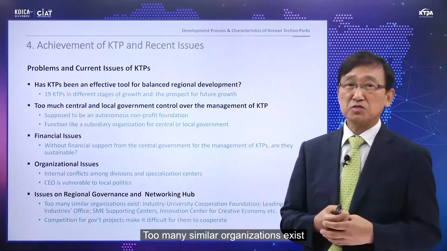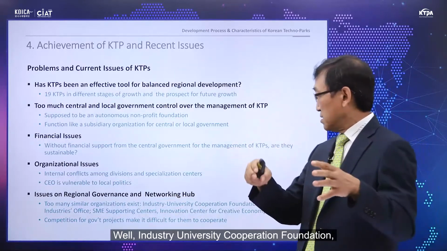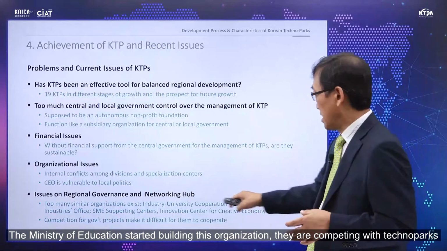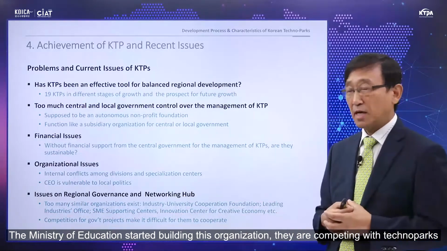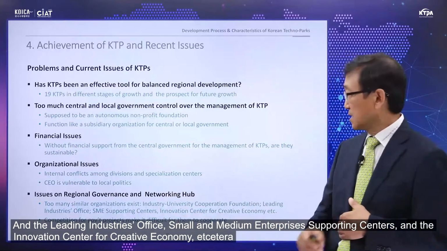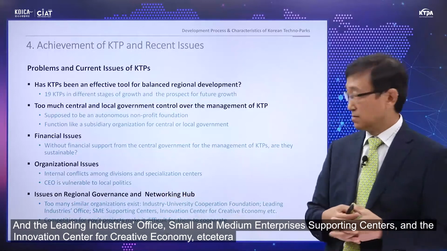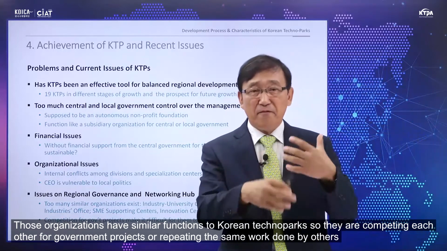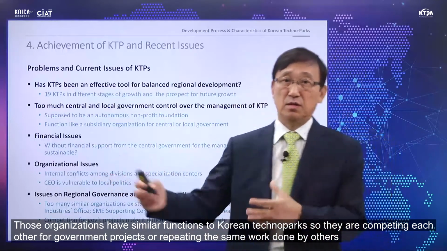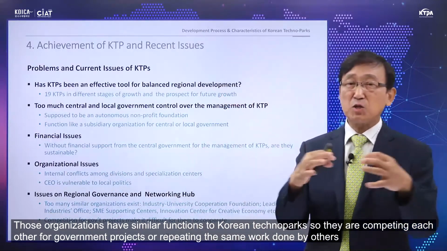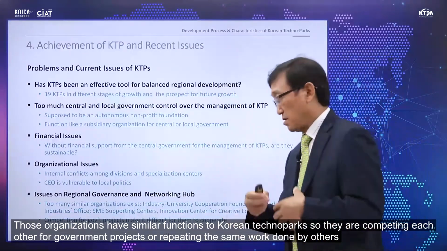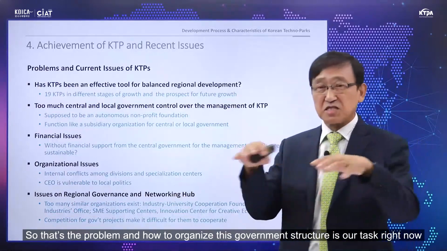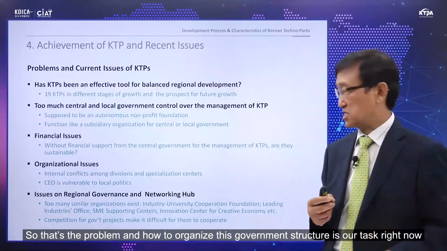Too many similar organizations exist. The Industry University Cooperation Foundation, that's the Ministry of Education started this organization. They are competing with Technoparks. And the leading industries office, small and medium enterprises supporting centers, and the Innovation Center for Creative Economy, etc. Those organizations have similar functions to Korea Technoparks. So they are competing with each other for government projects or repeating the same work done by others. So that's the problem. How to organize this governance structure is our task right now.